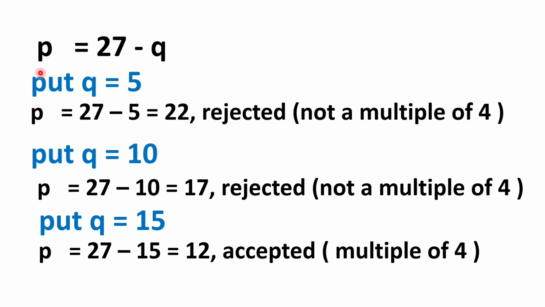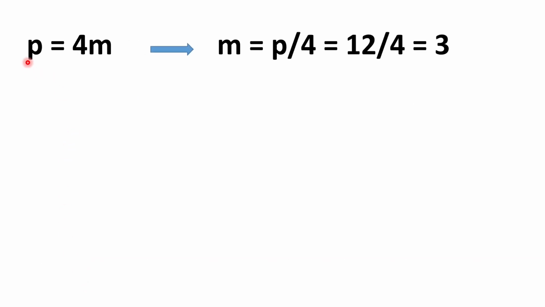Please remember, if you are very good in mathematics and can do this calculation in your mind, you can directly put Q equal to 15 to get a multiple of 4 for this value of P. So you can put Q equal to 15 directly in this equation, with no need for putting these other values. But for clarification purposes, I have put all these values over here. So finally, we have the values of P and Q.